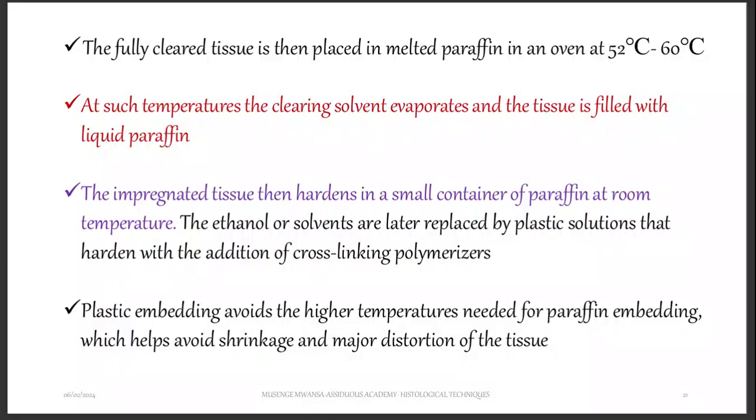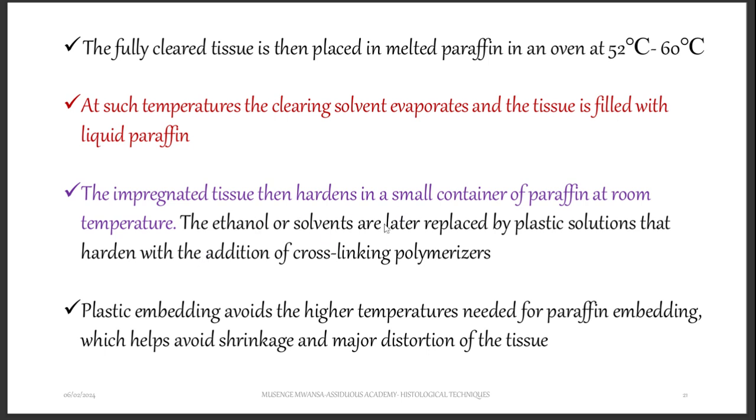So the fully cleared tissue, we said, is placed in melted paraffin at 52 to 60 degrees. At such temperatures, the clearing solvent evaporates, and the tissue is now filled with this same paraffin. The impregnated tissue, the tissue that has been filled with paraffin that is liquid because it is at high temperature, is then going to harden in a small container of paraffin at room temperature. So in other words, you can see the temperature is high here. Now you are trying to lower the temperature. When you start lowering the temperature, the paraffin that was liquid will start becoming solid, and so it will end up making the organ or the tissue hard.